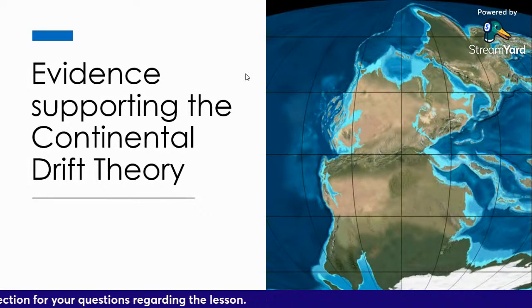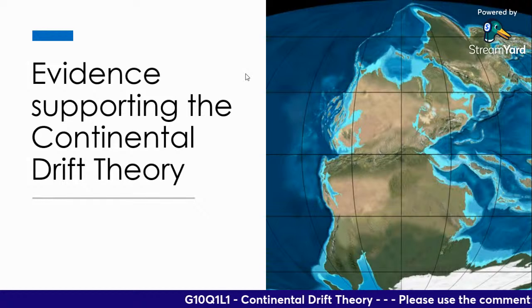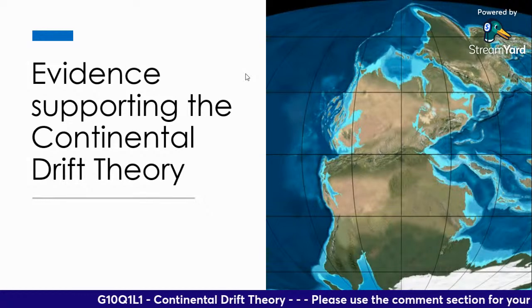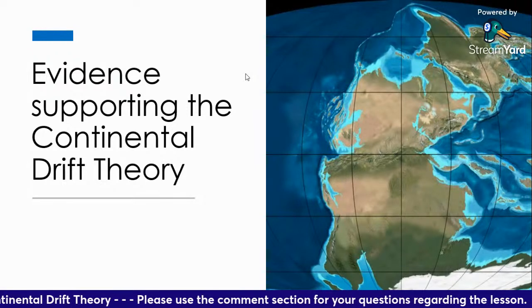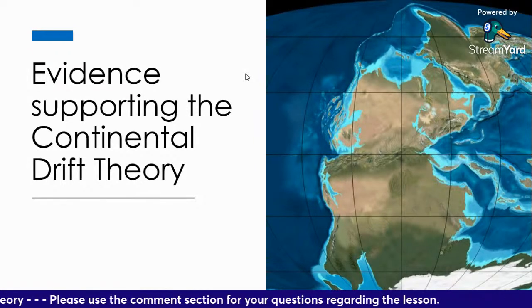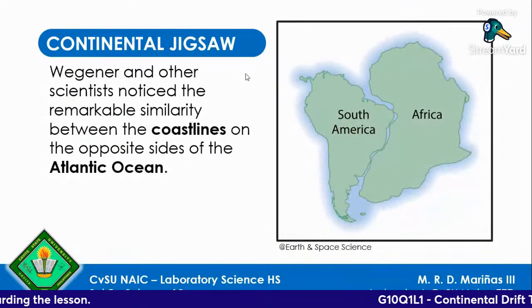Talagang kinritisize ng mabuti ng mga scientists before his time or during his time itong idea ng continental drift theory. But Wegener did not waver. Talagang nag-propose siya, nag-push siya ng mga evidence, nagpakita siya ng mga evidence that can support his theory. Talagang hindi niya binitawan yung idea niya na gumagalaw o gumalaw ang ating mga continents towards the present position nila ngayon. So tingnan natin ano nga ba yung mga evidence na yan.